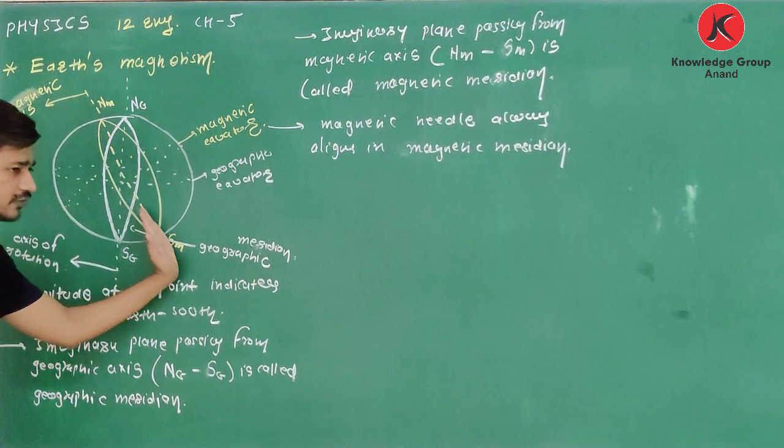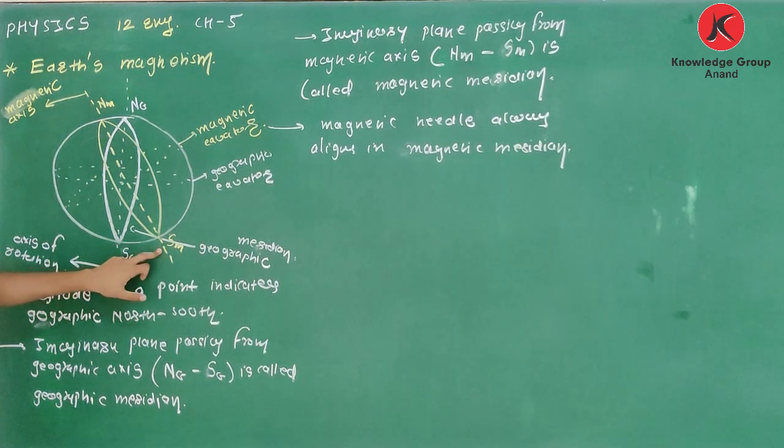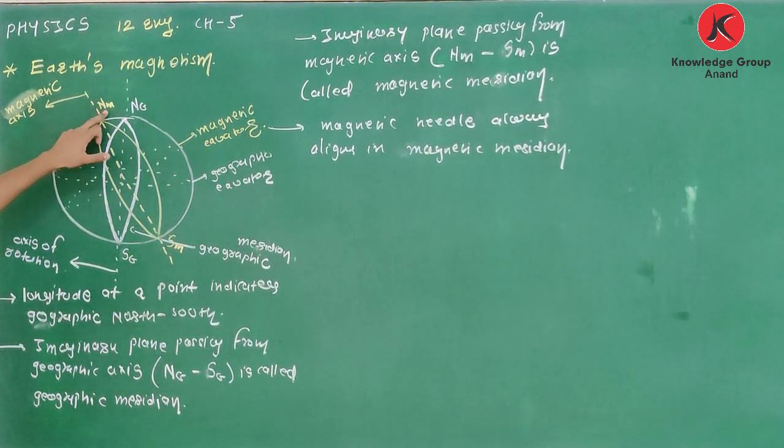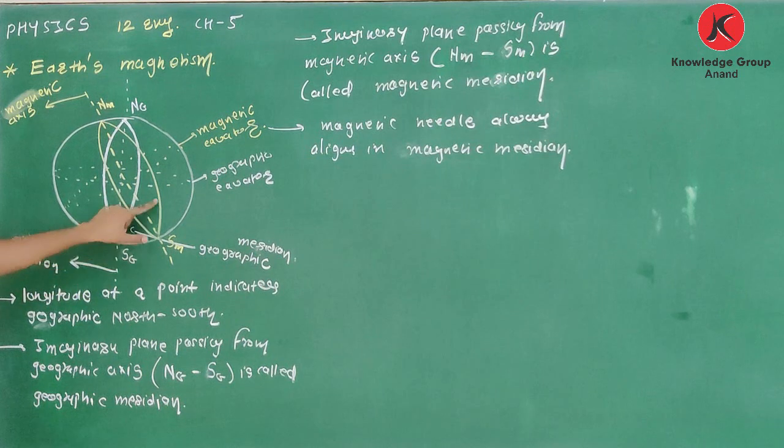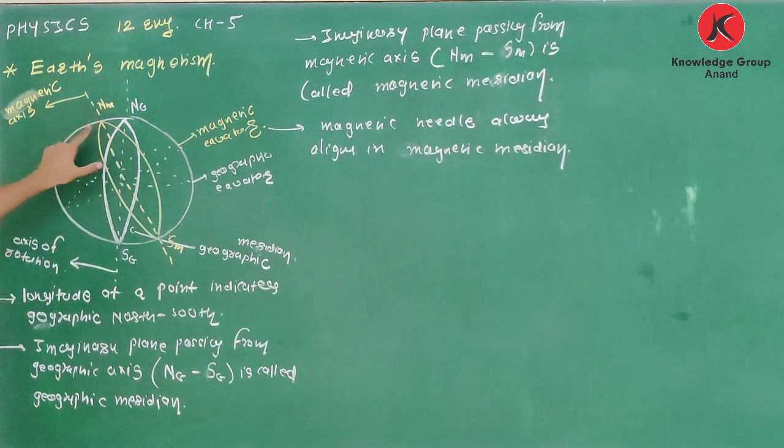It is tilted by 11.3 degrees. So yes, it is this. At two poles, it will coincide with Earth. It is called magnetic north. It is called magnetic south. The plane passing from these two poles is called magnetic meridian. And yes, a magnetic needle always aligns in the magnetic meridian. Clear about this, each and every point?